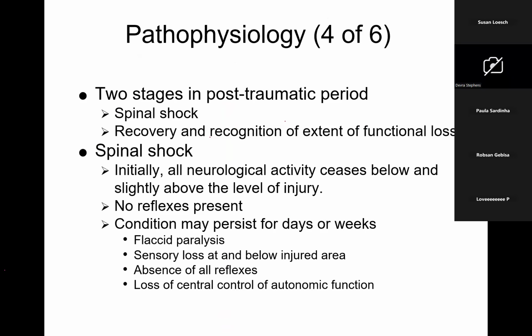There are two stages in the post-traumatic period of spinal shock: the early stage and increasing impairment, and then we have recovery and recognition of the extent of functional loss. During the initial period of spinal shock, all neurological activity ceases at, below, and often slightly above the level of injury. No reflexes are present, including skeletal muscle, sensory, and autonomic systems like bladder and bowel function. This can be just a few days or it can go on for weeks. During the period of spinal shock, signs are flaccid paralysis, sensory loss at and below the area of injury, absence of all reflex responses, and loss of control of autonomic function.